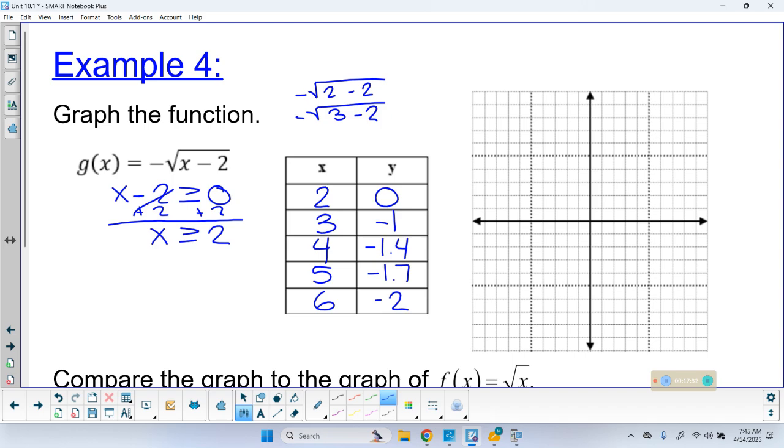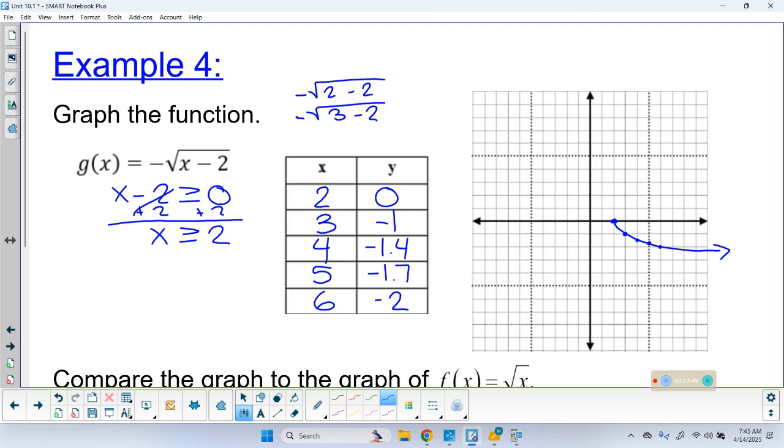And then we're going to plot those points. So 2, 0; 3, negative 1; 4, negative 1.4; 5, negative 1.7; 6, negative 2. So now again, we start at that first point and we follow the others.